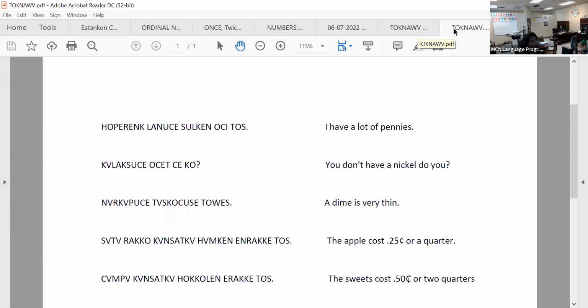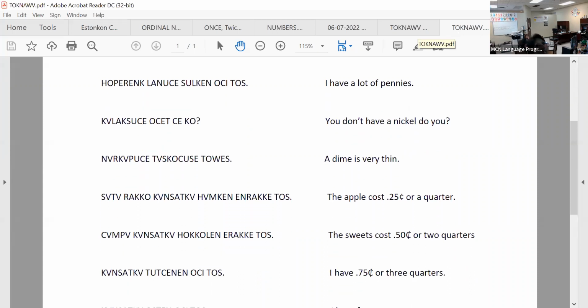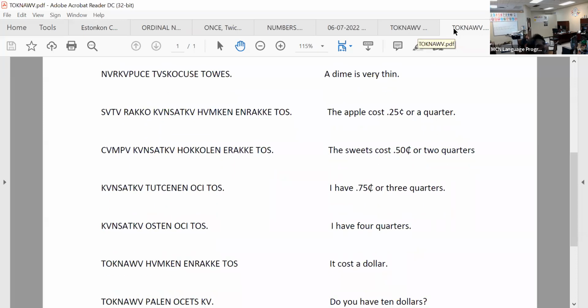Galaksoji oji chigo. You don't have a nickel, do you? Naskaboji. That's skudushi duis. If you look at your money, the dime is very thin. It's thinner than the rest of them. Sadasako ganshatka hamgen insakidos. The apple costs 25 cents or a quarter, okay?